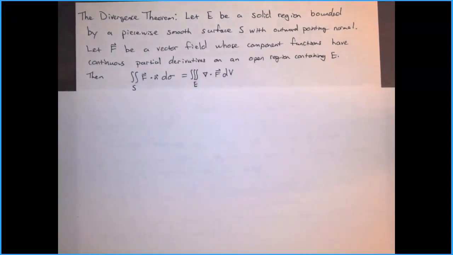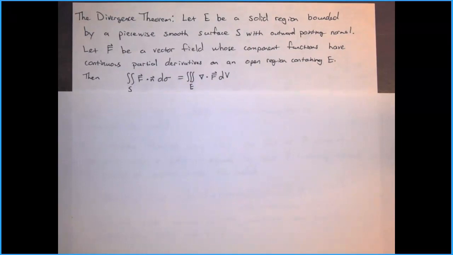And here it is. So the divergence theorem says, let E be a solid region bounded by a piecewise smooth surface S with outward pointing normal. Now I'm going to use the word solid region quite a bit, but I don't mean solid in the physical sense. I'm just using solid to mean that it's some self-contained three-dimensional region. So I'm not talking about any kind of material properties or anything like that. So I'm just going to use solid as shorthand for three-dimensional region with a boundary.